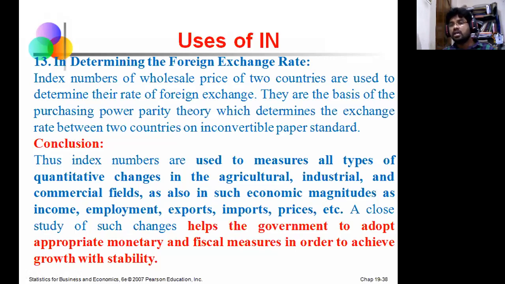As I told you, when we construct some index numbers, the government can know the present situation of the economic activity, whether it stands in front or whether it stands in back. So in order to achieve the targets, they will prepare some policies, such as the economic policies. In the economic policy, we have the monetary policy and fiscal policies, in order to achieve our growth with stability. So these are the uses of index numbers.